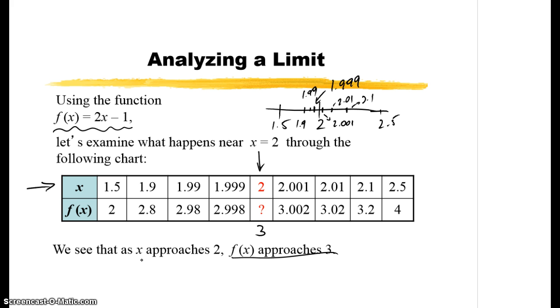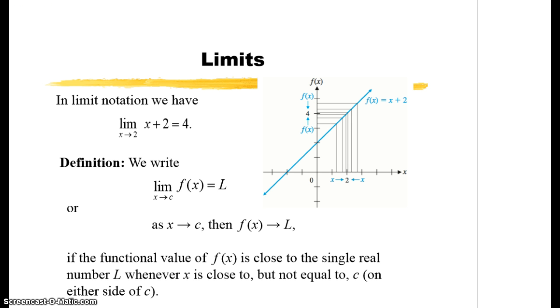So we say as x approaches 2, which really means as x gets closer and closer to 2, or as x is near 2. Okay, we can now formally define what a limit is, sort of generalizing this example. Here's the definition. We write the limit, LIM stands for limit, as x approaches c of f of x equals L, or we say as x approaches c, then f of x approaches L, right? This arrow means approaches.